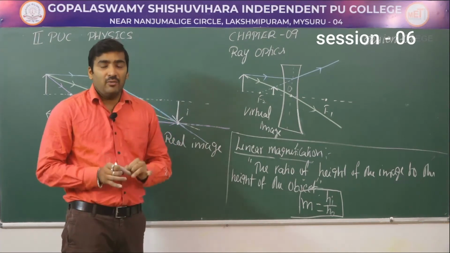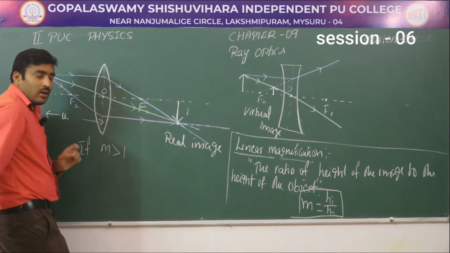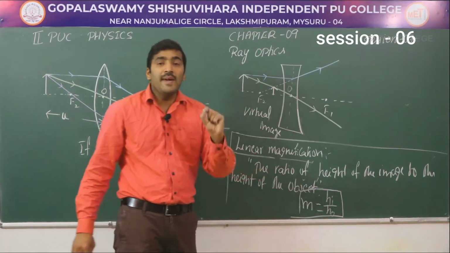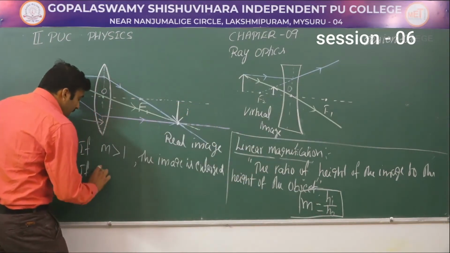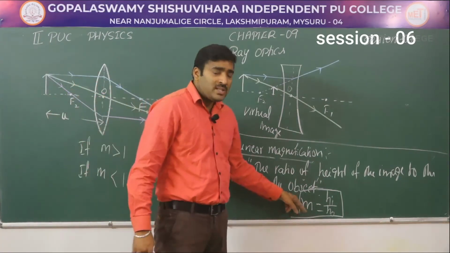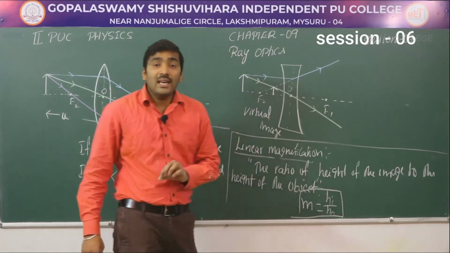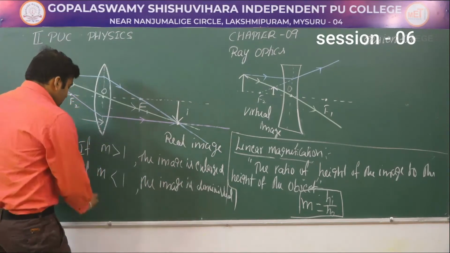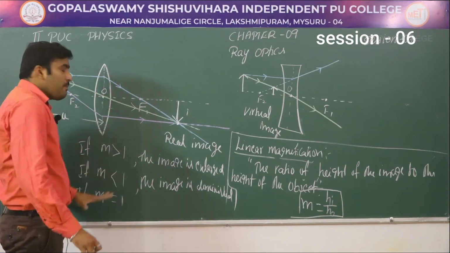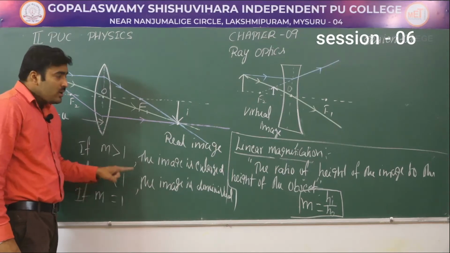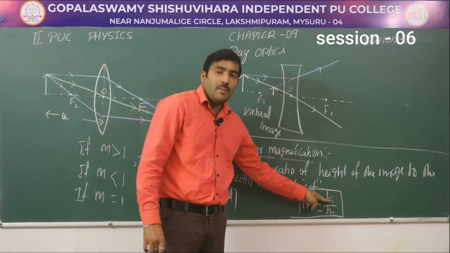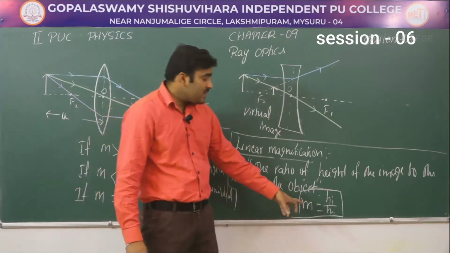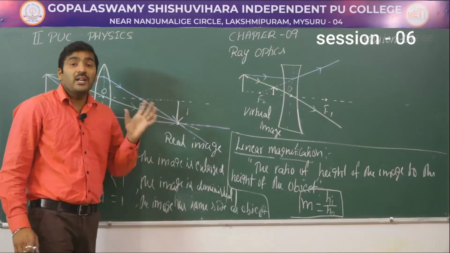So what is the significance of this linear magnification? If magnification is more than 1, that is, the height of the image is larger than the height of the object, the image is said to be an enlarged image. Next, if m is less than 1, the height of the image is lesser than the height of the object. In that case, we get a diminished image like this, okay? Diminished image. The last one is if m is equal to 1. This is a very important case. If this ratio has to be 1, then the height of the image and the height of the object must be the same, okay? So if both are the same, magnification becomes 1.